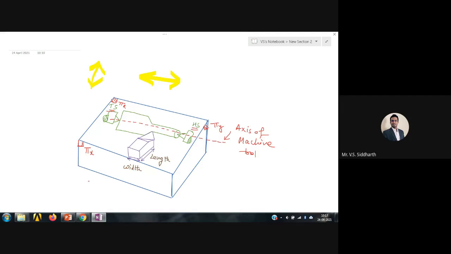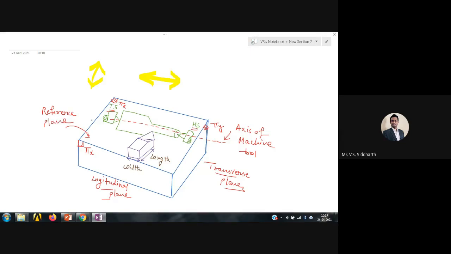One of the vertical planes, I'm calling it the longitudinal plane, and this one I'm calling the transverse plane. Longitudinal plane, transverse plane, and this one is known as the reference plane.